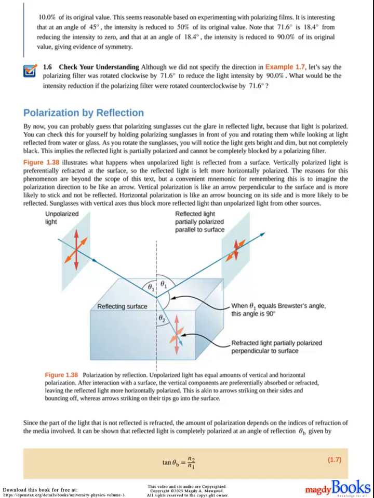1.6. Check your understanding. Although we did not specify the direction in Example 1.7, let's say the polarizing filter was rotated clockwise by 71.6 degrees to reduce the light intensity by 90.0%. What would be the intensity reduction if the polarizing filter were rotated counterclockwise by 71.6 degrees?